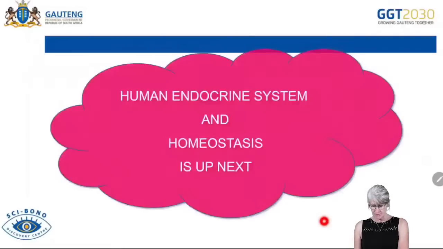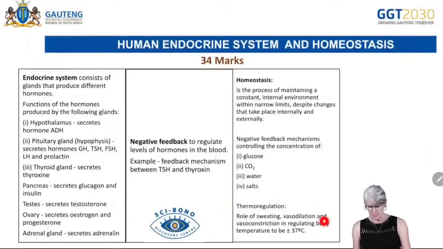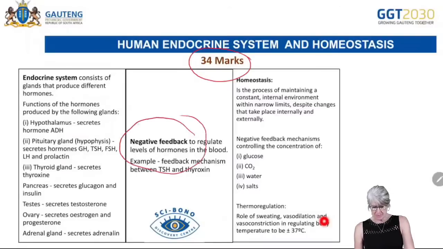All right, let's have a look at the endocrine system quickly and homeostasis. If we have a look at the endocrine system, we can see it's 34 marks, so it's a fifth of our paper, so it's also a very important topic. And in the endocrine system, we need to know the basic hormones, the glands that produce the hormones, their target organs, and how they function. Then we also need to know about a negative feedback mechanism, and then homeostasis.